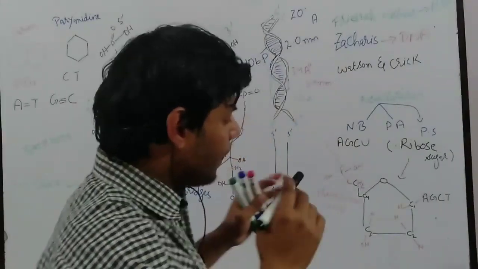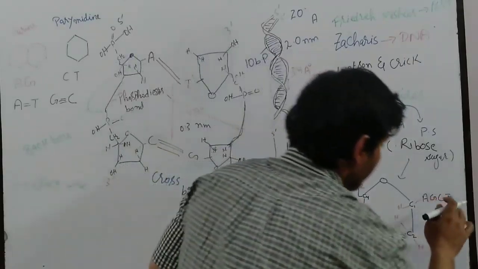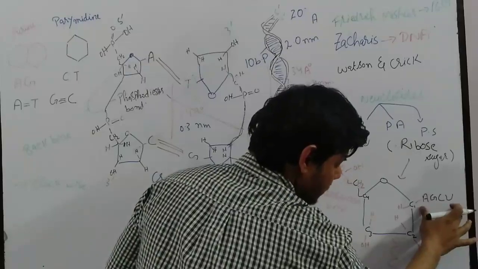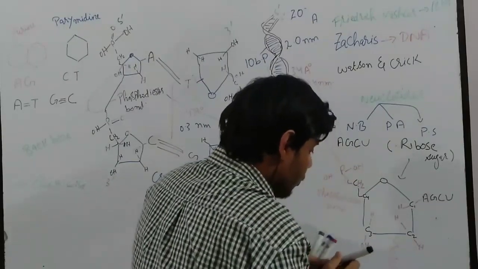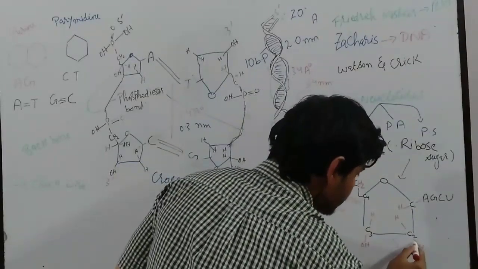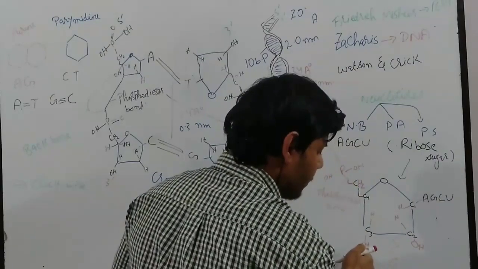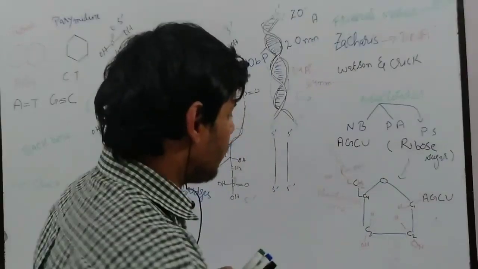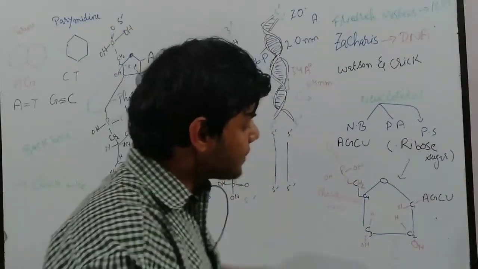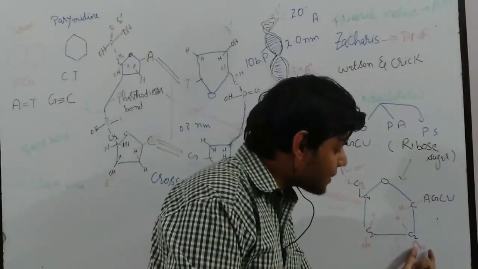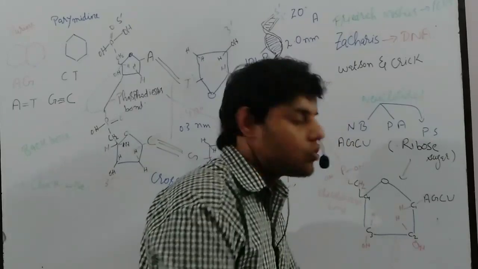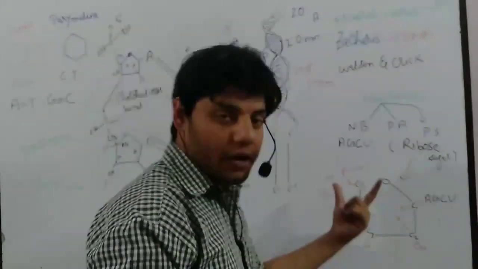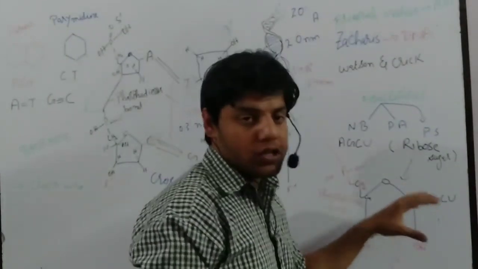And in ribose sugar, at carbon number 1 we have the nitrogenous base, at carbon number 2 we have a functional group, meaning the hydroxyl group. At carbon number 3 we also have the hydroxyl group, and we have the phosphoric acid at carbon number 5. It is the same thing, but the difference is that here we have an extra oxygen, which we call the hydroxyl group or functional group. So this is the ribose sugar structure.